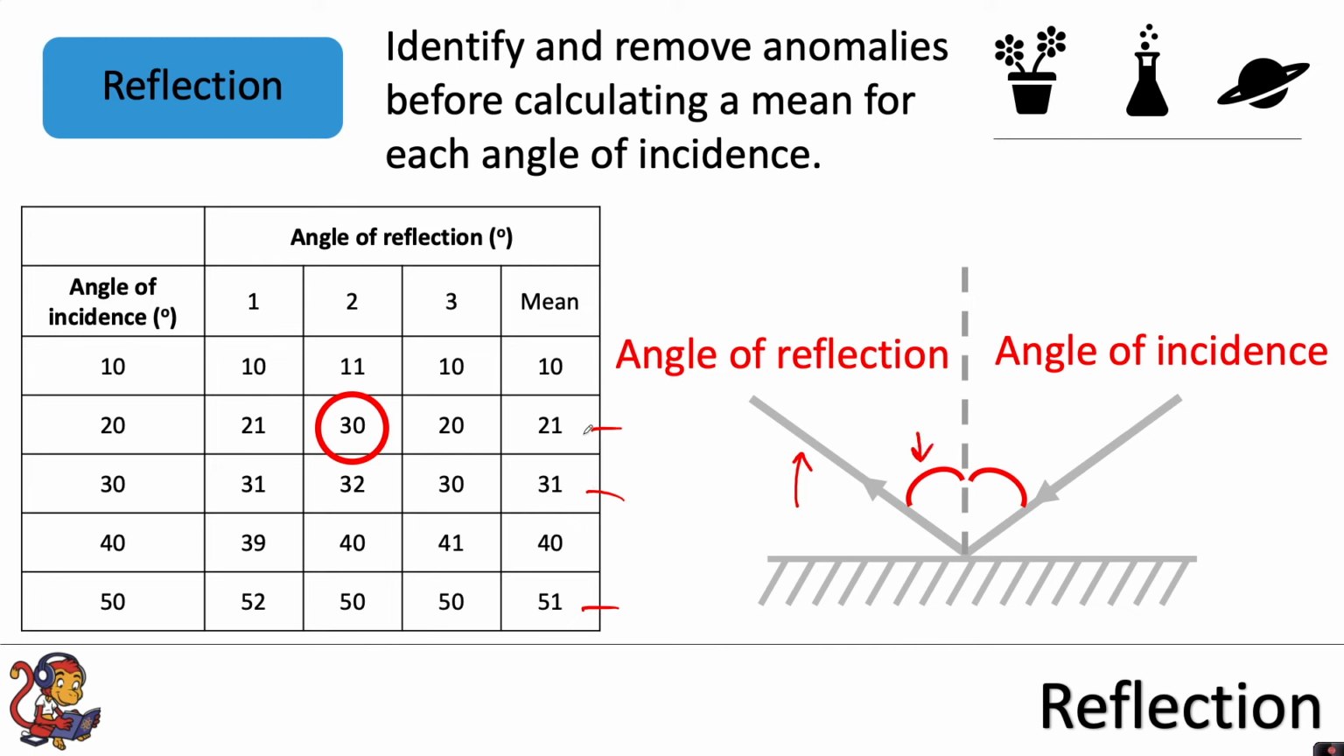It could be perhaps that you've moved the protractor slightly or moved the ray box slightly as you were sending in the incident ray. There's several things that it could have been, which means that your results might not exactly match your law of reflection, but you can see the general pattern. That would show that the angle of incidence equals the angle of reflection.